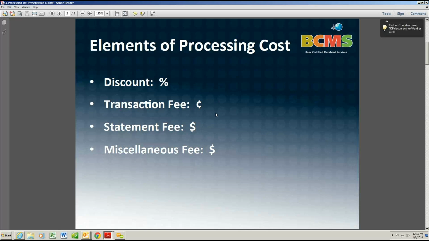That's what separates the top producers from the average sales rep: how well you can decipher these miscellaneous fees. Because our competition does an amazing job hiding some of the fees that they charge these merchants. In a few minutes, we will look at some sample statements and go over it in detail.